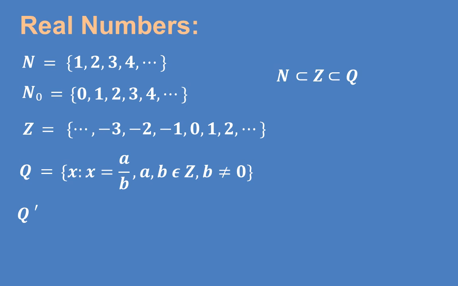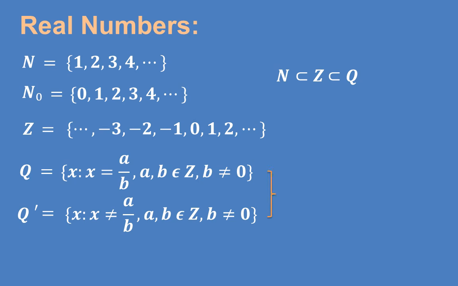The fourth set is the set of irrational numbers, that is, the set of numbers that cannot be expressed as a simple fraction. They have non-repeating, non-terminating decimal expansions, like the square root of 2, the constant pi, and Euler's number.